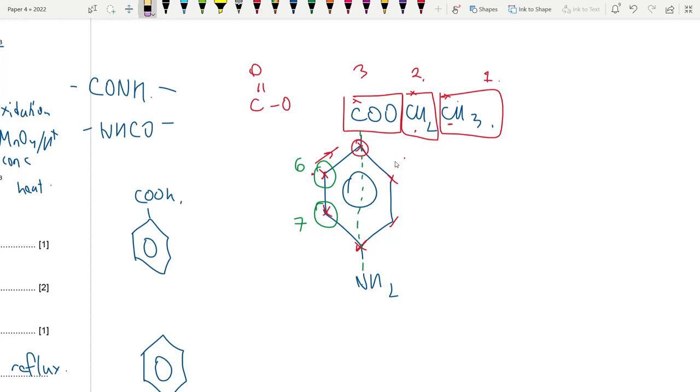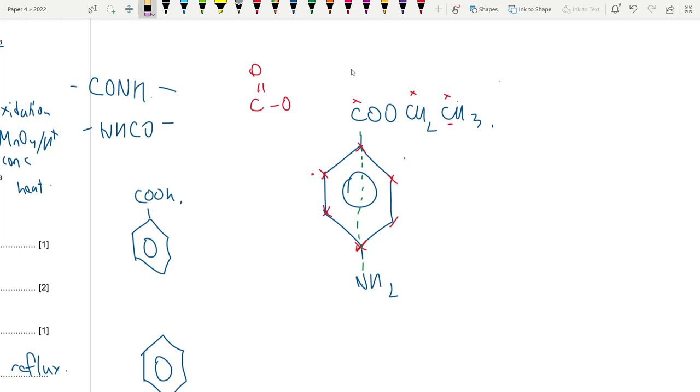We need to determine the number of peaks for carbon-13 NMR. So we need to look for unique carbon atoms. There's nobody like this CH3, so I'm calling this carbon number 1. There's nobody like this CH2, so I'm calling this peak number 2. There's nobody like this COO, I'm calling this peak 3.